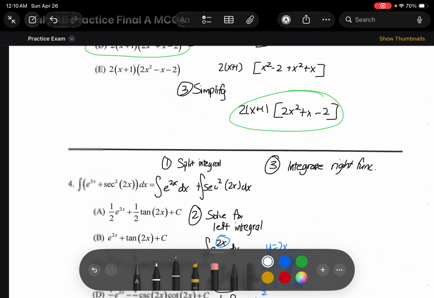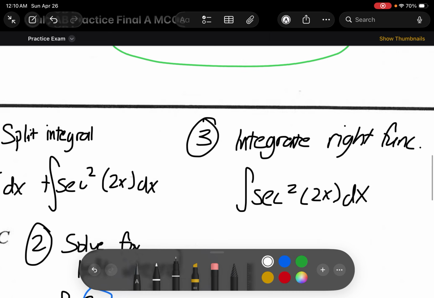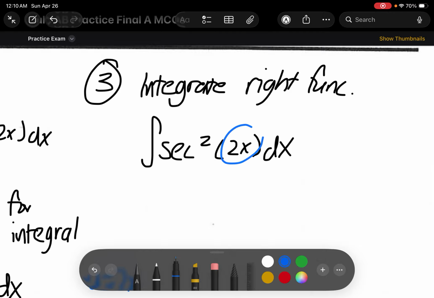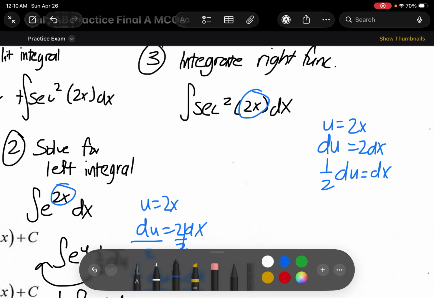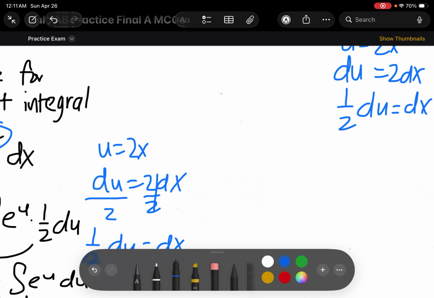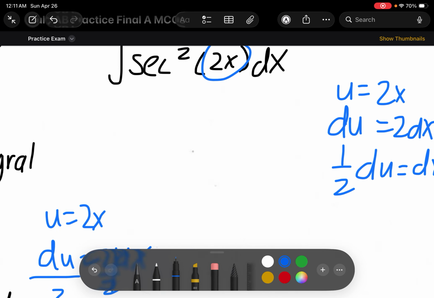We're going to integrate our right function. So it's going to be the antiderivative of secant squared of 2x dx. Our u value is going to be whatever is inside the parentheses. So it's going to be 2x. We're going to do the exact same thing as we did with the left integral. That way it saves time, and it saves the explanation necessary for the u substitution process.